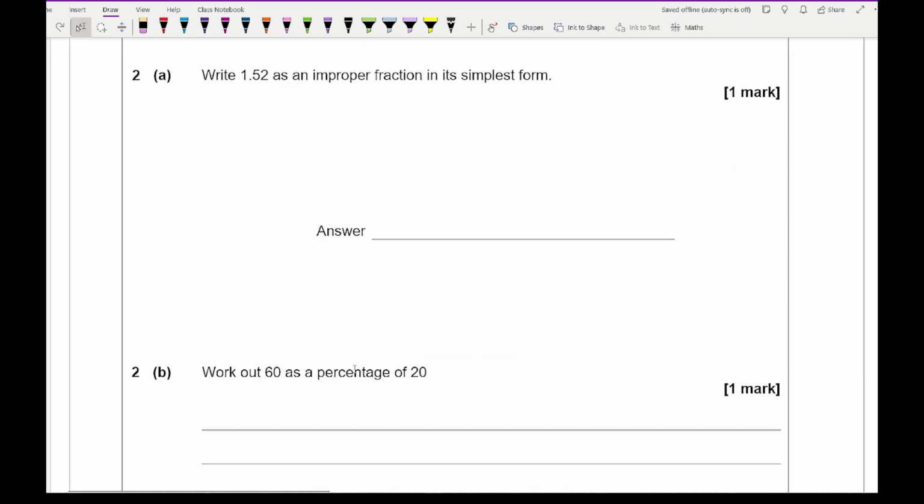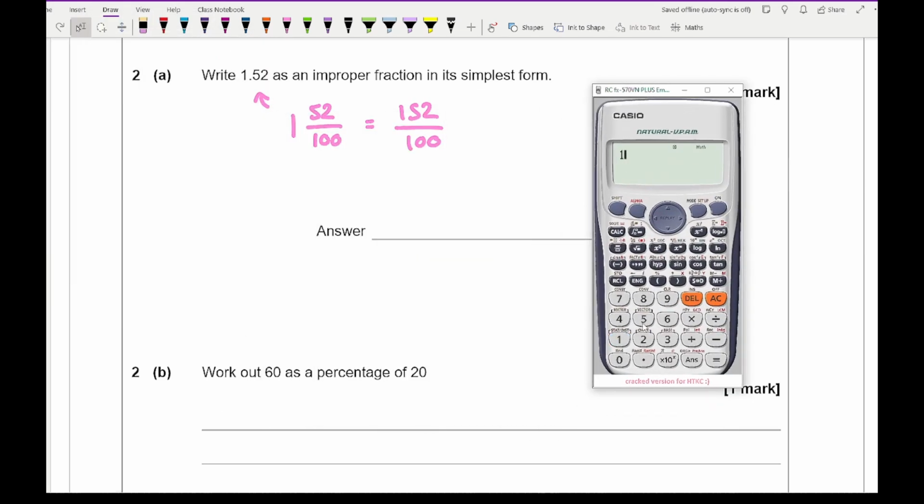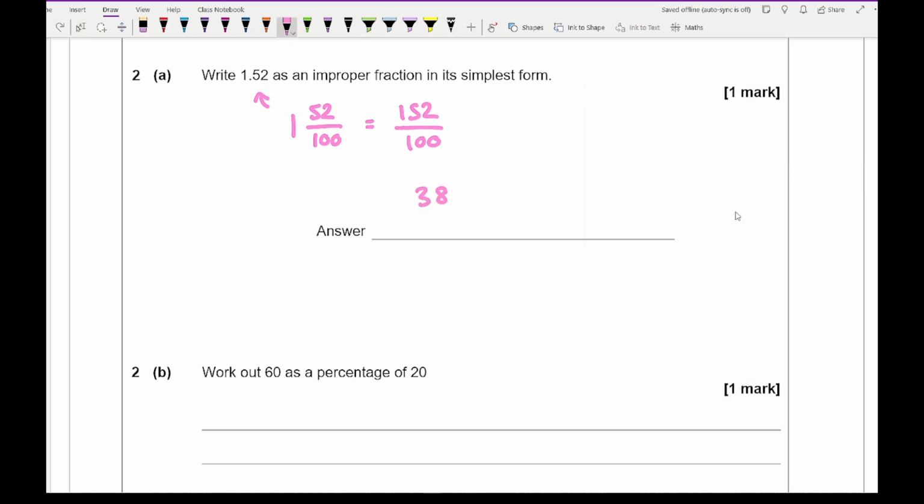Then moving on to question 2a, it says write 1.52 as an improper fraction in its simplest form. For this, we can write this as 1 and 52 over 100, which then becomes 152 over 100. Then all we need to do is simplify this fraction. You can simplify it yourself, or use your calculator to do the work for you. Just press the fraction button, press 100, press equals, and it comes up with the answer of 38 over 25.